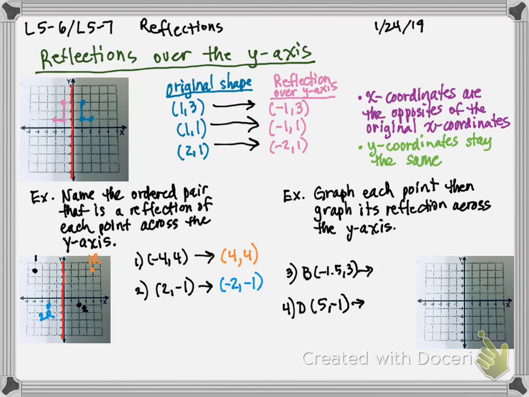So let's do B prime, or B reflection. According to this, the x-coordinates are going to be the opposites. I'm going to do this underneath so we can see it better. So that would be +1.5, and the y-coordinates stayed the same, so 3 stays 3. So let's go ahead and graph that and see if it works out the way that we think it should.